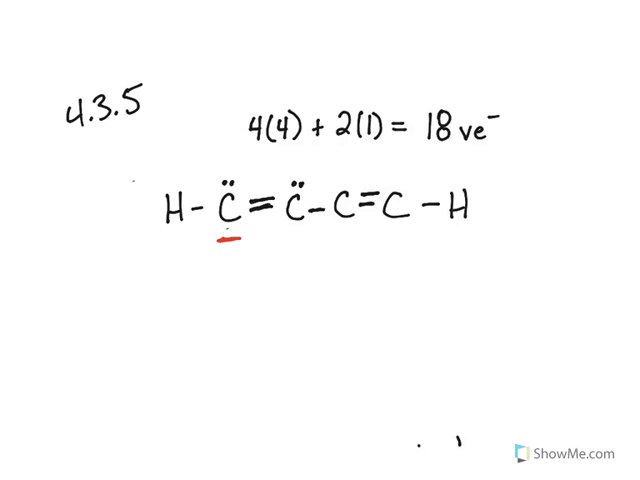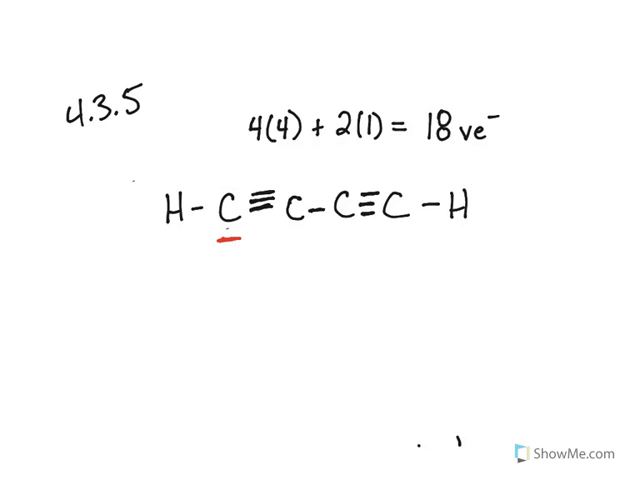And now I have 8, and I have 6 and 6. So what I'm going to need to do is move these lone pairs again. Go ahead and move this one off. I'm going to make a triple bond here, and I'm going to move this one off, and I'm going to make a triple bond here.